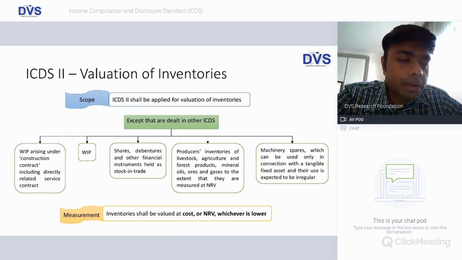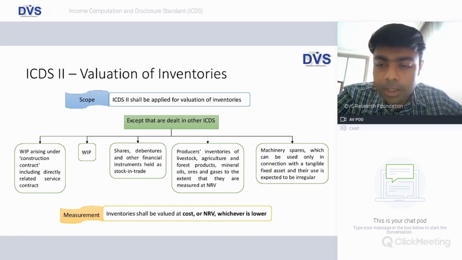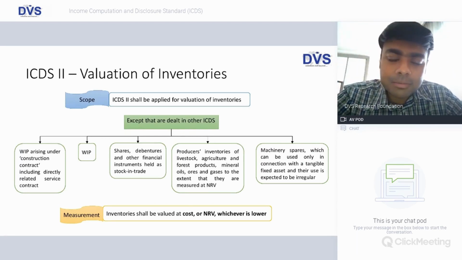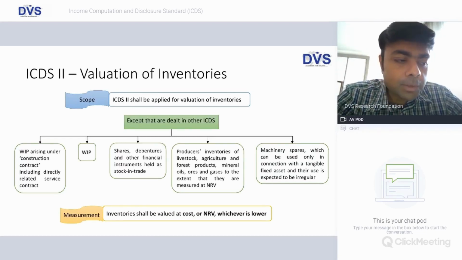It applies fundamentally to valuing an inventory on the basis of cost or net realizable value, whichever is lower. Again, a conservative principle for measurement of inventory. However, this standard shall not apply to certain circumstances. Work in progress in the case of construction contracts, because there's a specific standard which deals with construction contracts. Valuing shares, debentures, and financial instruments which are held as stock in trade, because again there is a specific standard for that. Producers' inventories of livestock, agriculture and forest products, mineral oils, ores, and gases to the extent that they are measured at net realizable value.